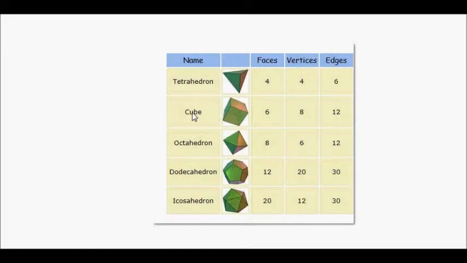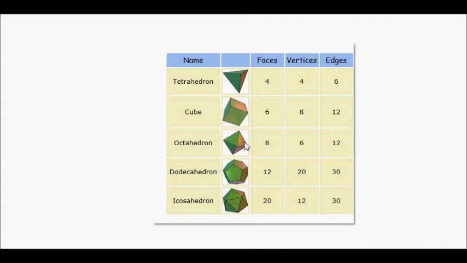Similarly, a cube or hexahedron has 6 faces: top and bottom make 2, this side and this side make 2, and the remaining two sides make 6 faces. It has 8 vertices, 4 on the bottom and 4 on the upper side. It has 12 edges: 4 here, 4 on this side and 4 on that side. It has 12 edges.